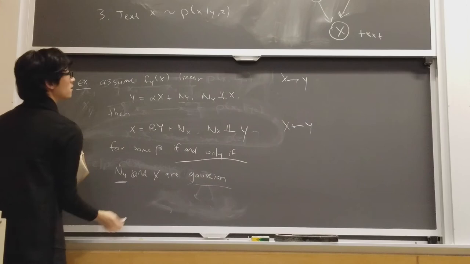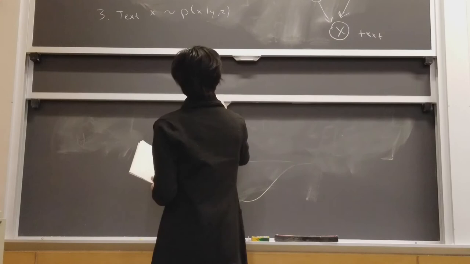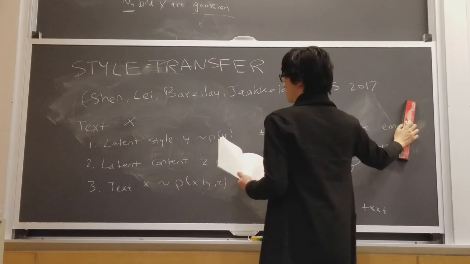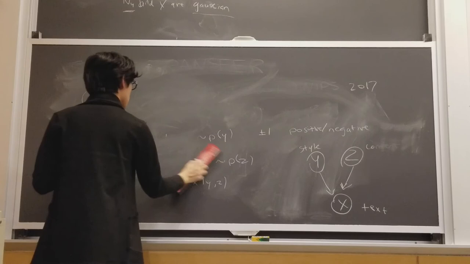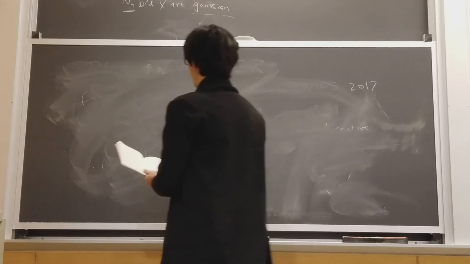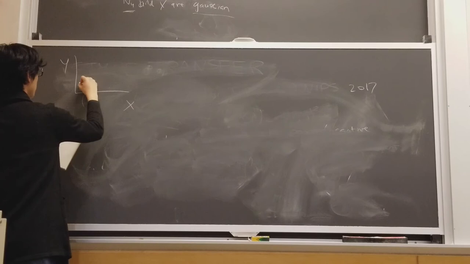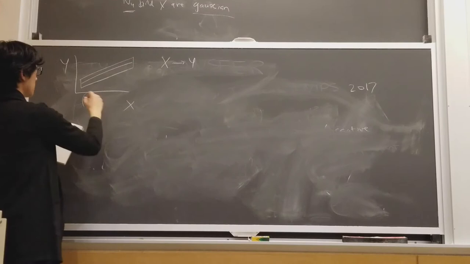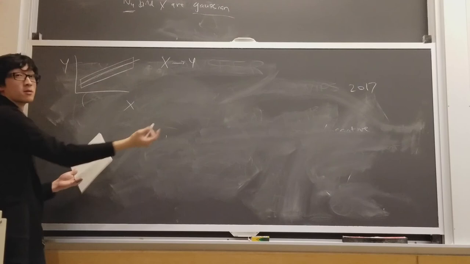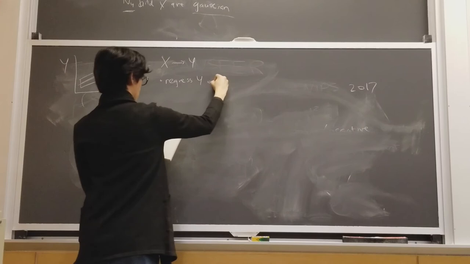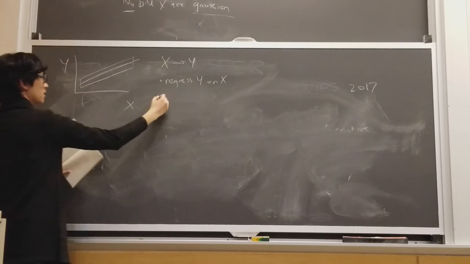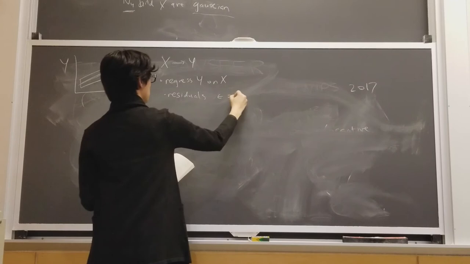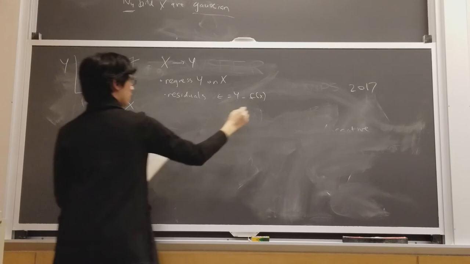And there's a nice picture I can draw to illustrate this. So let's say we're trying to plot x and y, and let's say they have a linear relationship, of course, and they have some sort of uniform noise. And here we're assuming that the true causal direction is x causes y. So if we regress y on x, we're going to get this true linear relationship. So this is when we regress y on x. And you can see here that the residuals, which are y minus f of x, are independent of x.